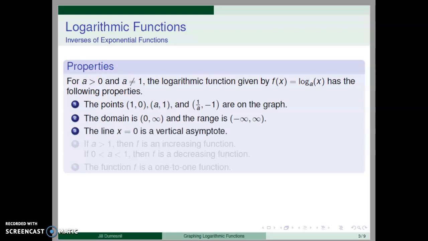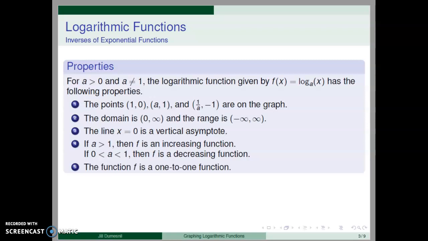The line x equals 0 is a vertical asymptote of the graph of the logarithmic function. If a is greater than 1, then the logarithmic function is increasing. And if a is a decimal between 0 and 1, then the logarithmic function is decreasing. In either case, the logarithmic function is a one-to-one function.